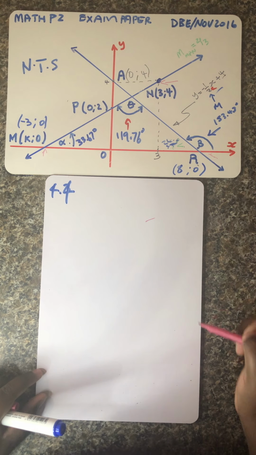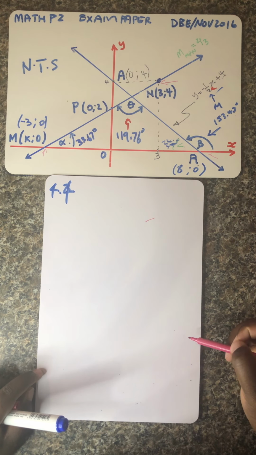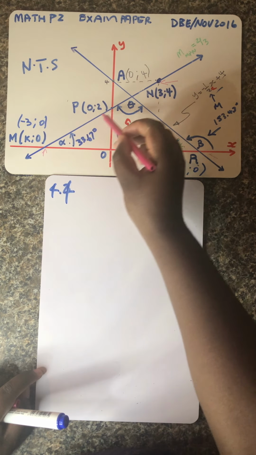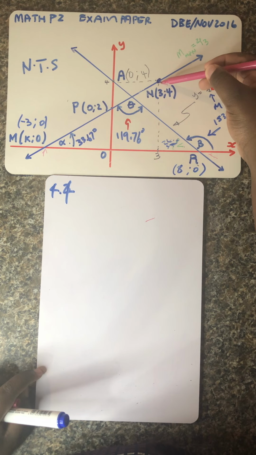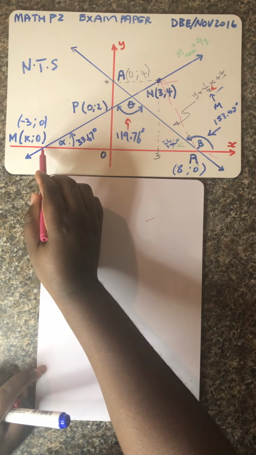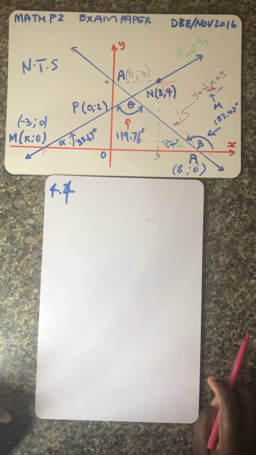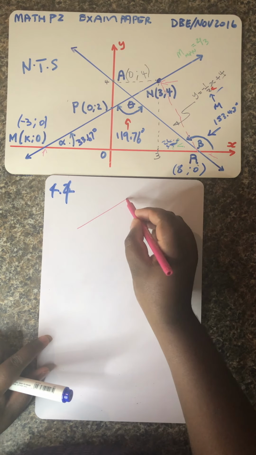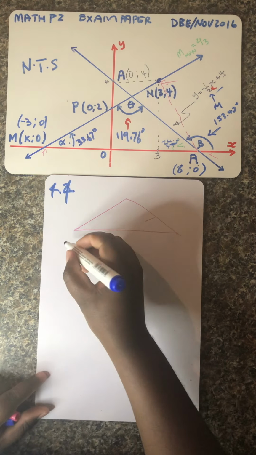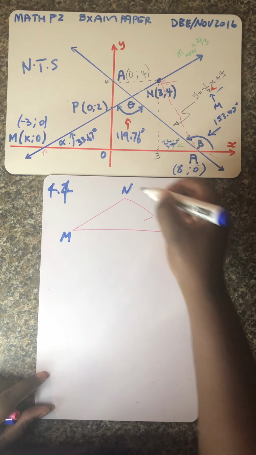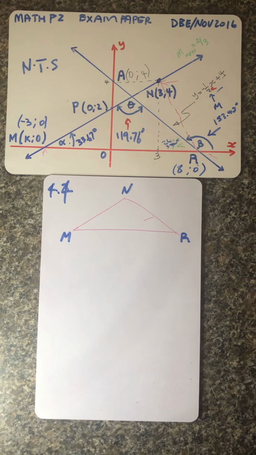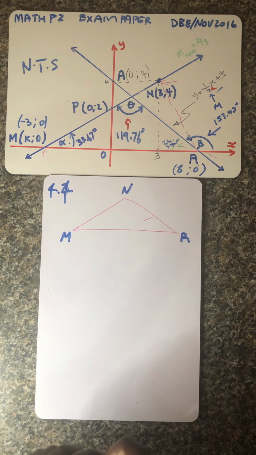So you first need to identify the triangle that they are talking about. That means the triangle moves along that line up to there, and then from there it has to join to that R, and then from there it moves up to that point. So this is the triangle that they are talking about, which is M, N, and R.